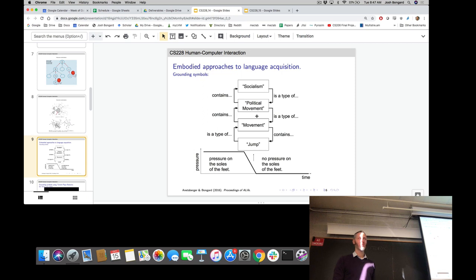Anybody ever played tug of war? It kind of feels like democracy, right? You have two groups that are pulling in opposite directions. Okay, maybe some of these abstract words are a little bit more motoric than we might think.